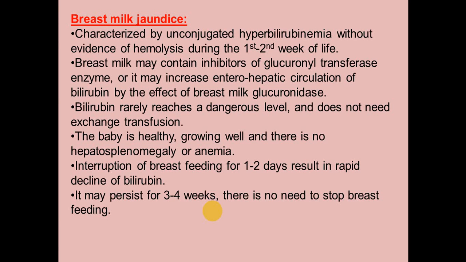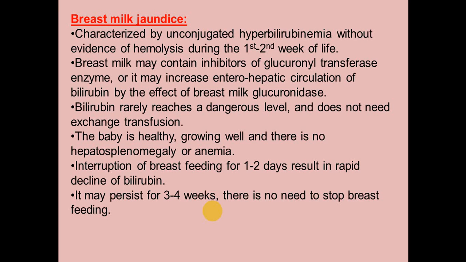What are the theories behind breast milk jaundice? They suggest that there may be inhibitors of the glucuronidase enzyme present in the breast milk, or in the breast milk there is glucuronidase enzyme, which we mentioned in the metabolism of bilirubin, that is present in the gut. This will cause deconjugation of the bilirubin and will increase the enterohepatic circulation. Anyhow, the bilirubin level does not reach a dangerous level and does not need exchange transfusion.